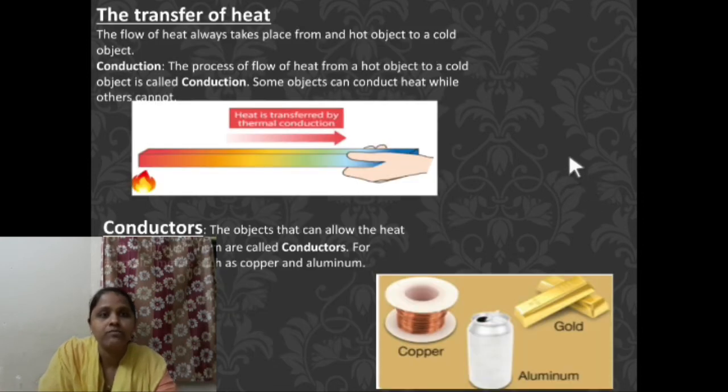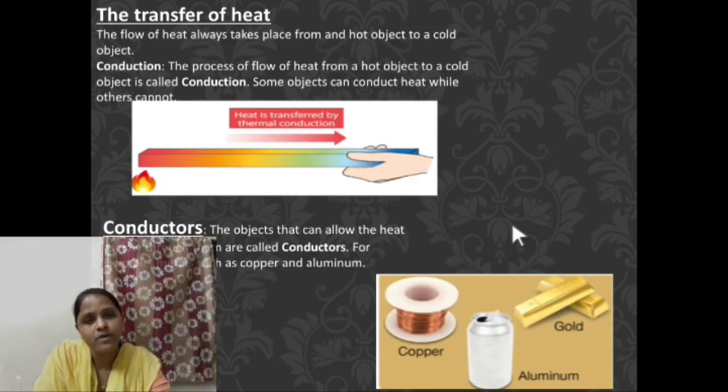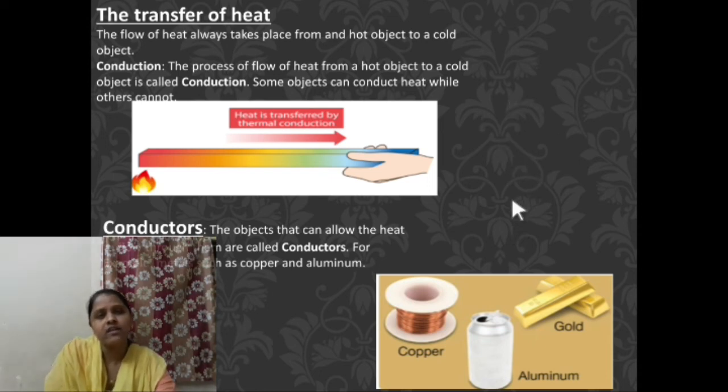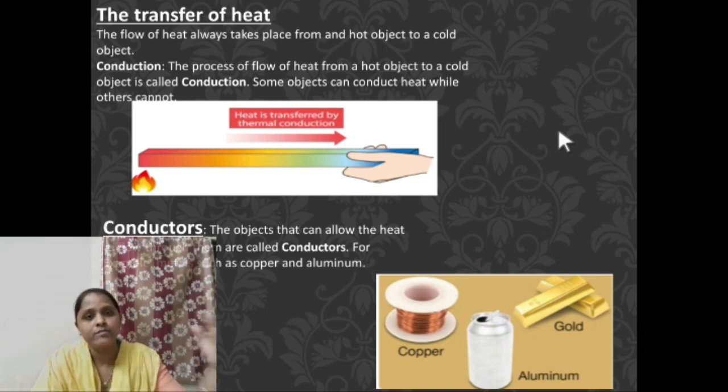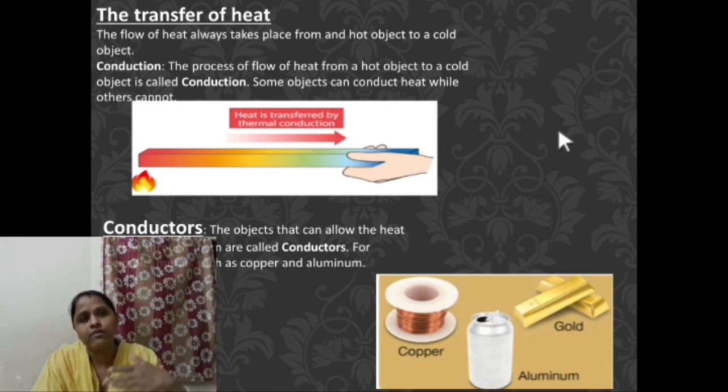Different types of thermometers are also available. Many types of thermometers are available in the market, but in our study, this is enough. Then the next part of this topic is the transfer of heat. Generally heat gets transferred from a higher temperature to a lower temperature, or from hot bodies to cold bodies.